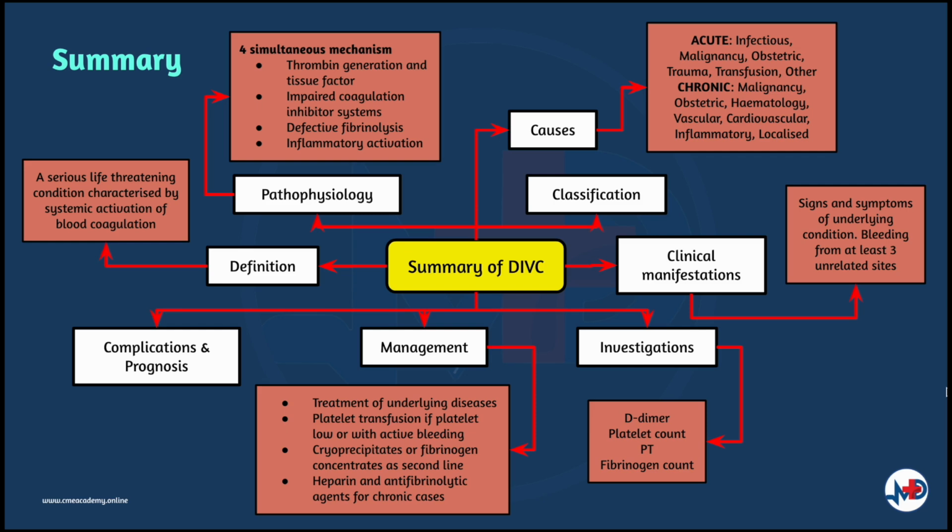For investigations, order a platelet count, hematological investigation, and fibrinogen count. The aim of the management is always to treat the underlying disorder and then platelet transfusion if platelets are low or with active bleeding, cryoprecipitate or fibrinogen concentrate as second line. Heparin and antifibrinolytic agents can be used for chronic DIVC cases.